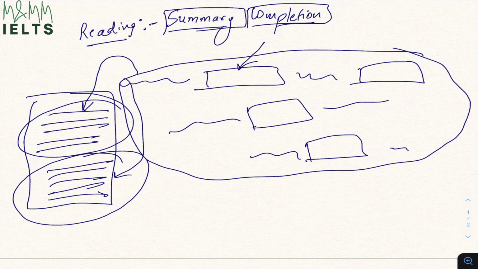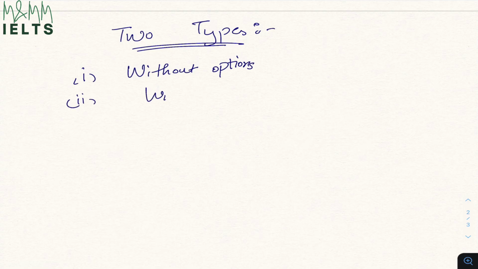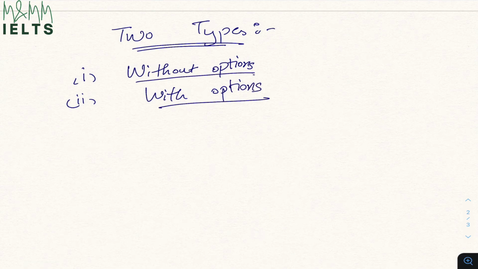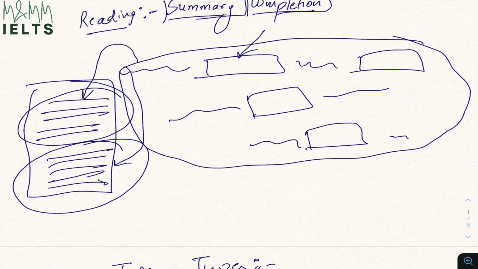Now, for this particular topic, there are two different types of questions that you can get in the exam for summary completion. The first type is going to be without the options, or what I consider without any help. And the second type is going to be with the options, or I would say with help. When I say without options, I mean something like this. You just get a paragraph with a few blanks. Your job is to read the text and from there just find out what words are missing.